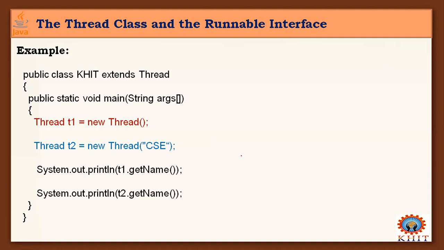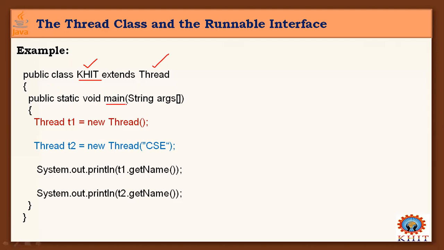So here is one simple example of the main thread execution and the usage of this method. Later we will see the remaining methods of the Thread class and the Runnable interface, and how to use these to create threads in your program. Suppose I have a KHIT class extending the parent Thread class for creating a thread.